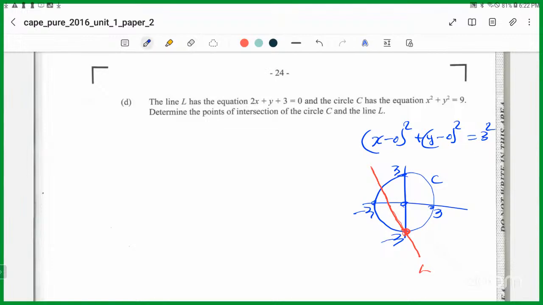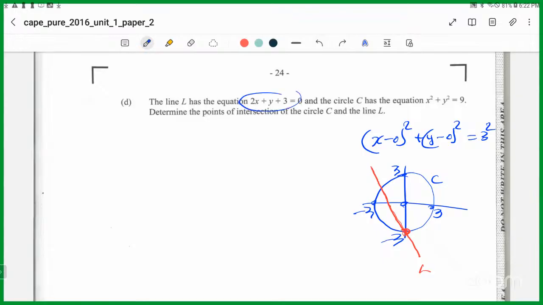So you have this line, and the question says determine the points of intersection. So basically you're solving them simultaneously, this and this. That's what it is all about. Solving them simultaneously. So let's do it.